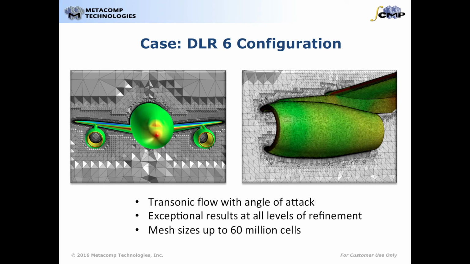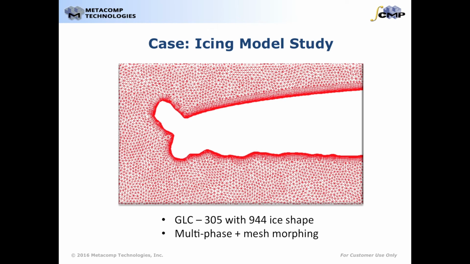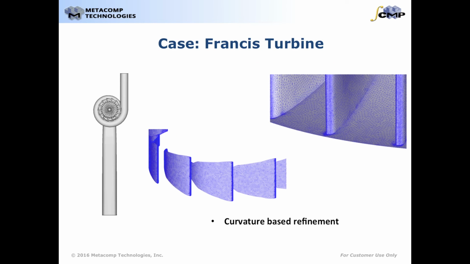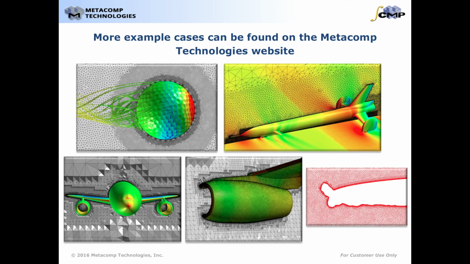IMIME has been used for external aerodynamics applications, including transonic flow with angle of attack. Exceptional results have been achieved at all levels of refinement using IMIME grids. IMIME has been used for icing model studies of complex ice shapes with simulations that include mesh morphing. IMIME has also been used for turbomachinery applications, where localized curvature-based refinement can be utilized to minimize user time in specifying meshes. More examples, such as these, can be found on the Metacomp Technologies website.